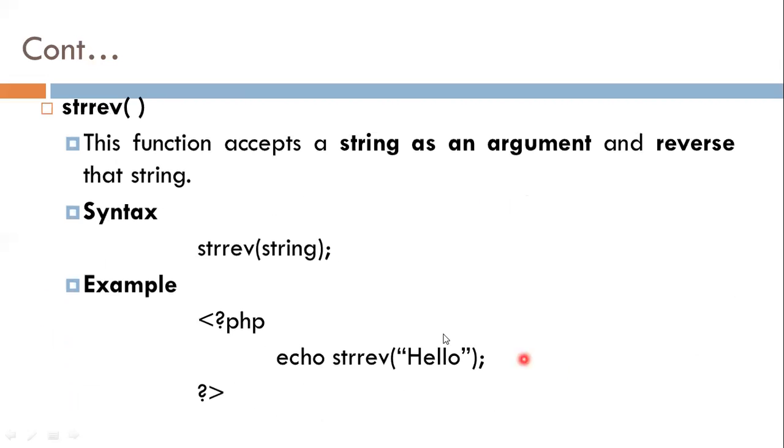Now the next function is string reverse. This function accepts a string as an argument and reverses that string. The syntax is strrev, in brackets the string. Here I write an example like echo strrev in brackets hello. This function returns the reverse of the given string. So the reverse of hello is olleh.